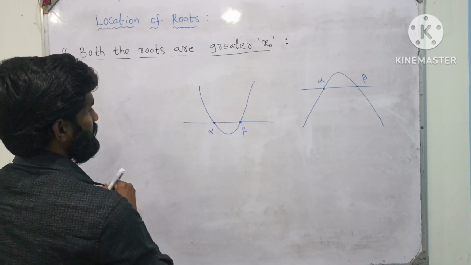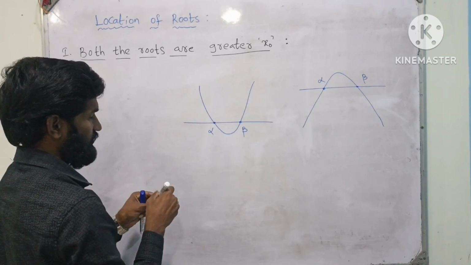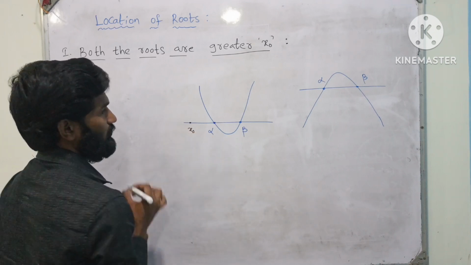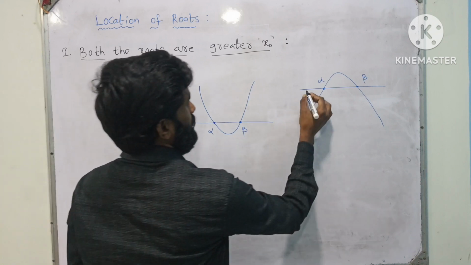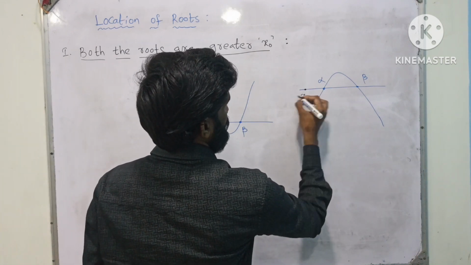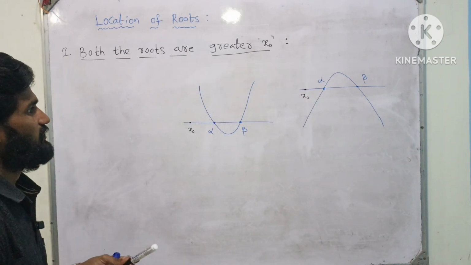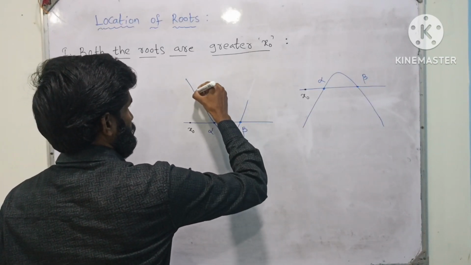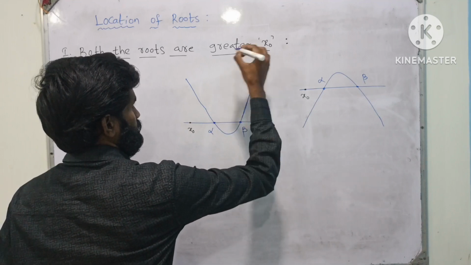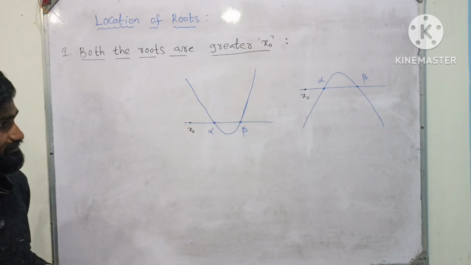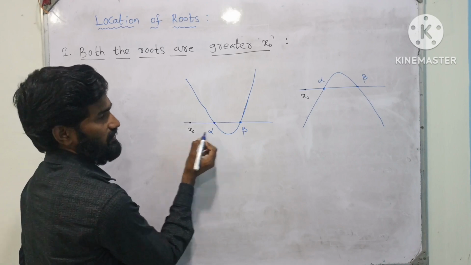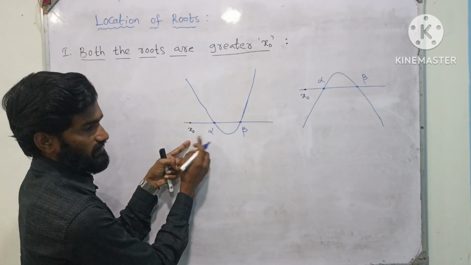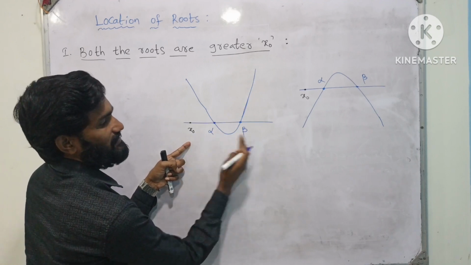Here I am taking this as the x naught. Here also, and here also, and here also I am taking it as the x naught. Now once observe here. This is x naught, and alpha, beta both the roots are greater than x naught only.